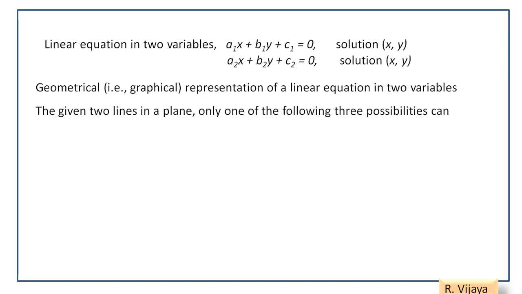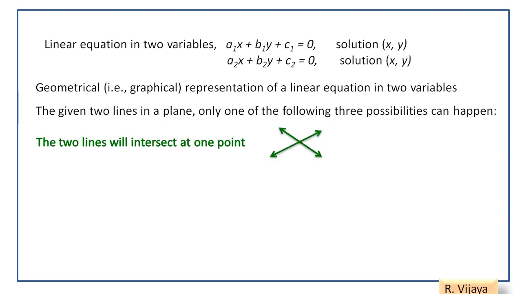Graphical representation of a linear equation in two variables. Given linear equations in a plane, only one of the following three possibilities can happen. Now we see the possibilities. The two lines will intersect at one point, so the graphical representation will be like this. So it has only one solution. This is the algebraic interpretation.